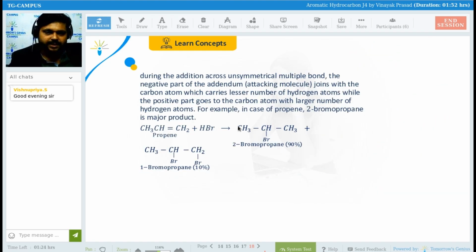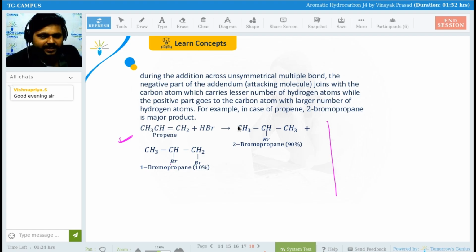So you will see here: during the addition across an unsymmetrical multiple bond, the negative part of the addendum, that is the attacking molecule, joins with the carbon atom which carries the lesser number of hydrogen atoms, while the positive part goes to the carbon atom with the larger number of hydrogen atoms. Got my point, everyone? If I give you some questions, will you be able to do them? Br will go to the carbon having the lesser number of hydrogen, and H will go to the carbon having the greater number of hydrogen.